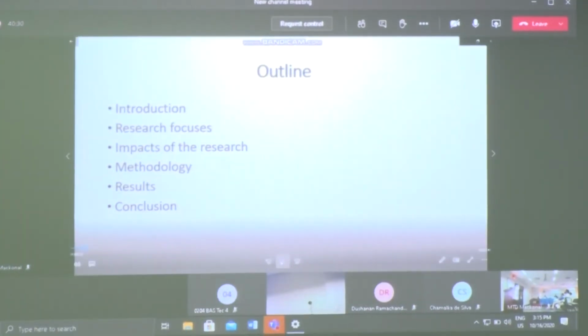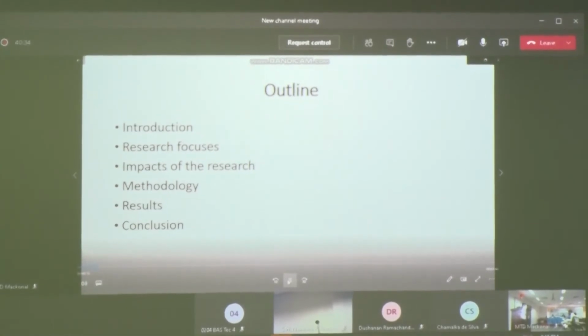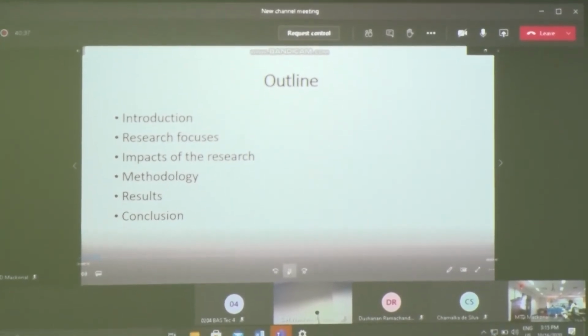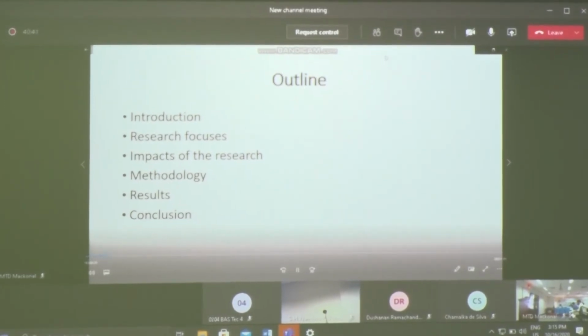This is the genome and this is of statistical logic. I have outlined my presentation in introduction, research focus, impact of the research, methodology, results, and the conclusion. First, let's see what is Setaria digitata.